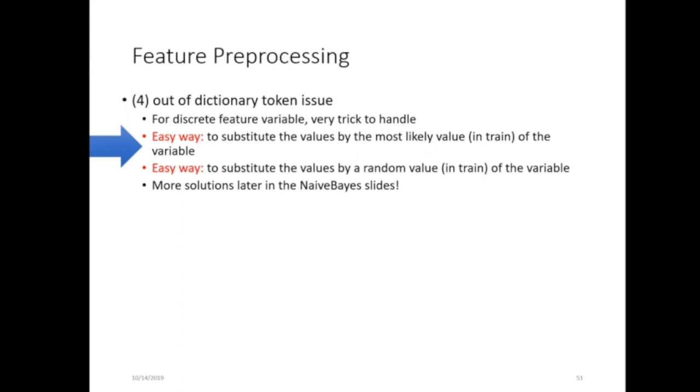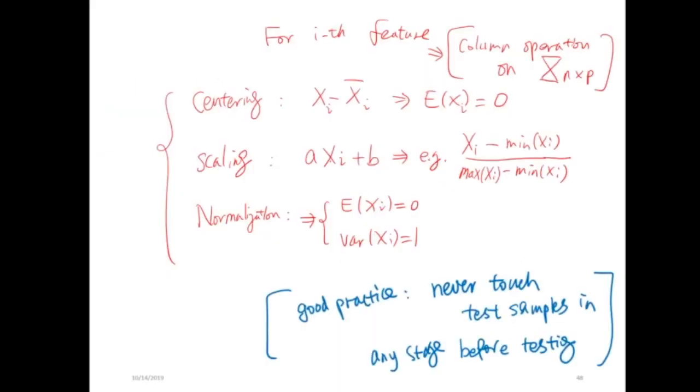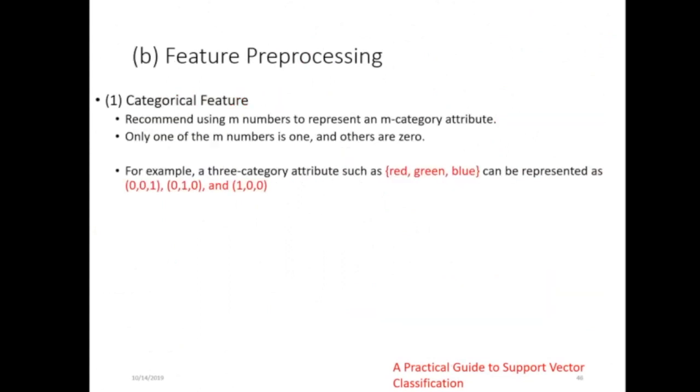And this is very classic for natural language processing because there they have a lot of rare words or new words. There's just no way your dictionary covers all the possible words. So in the end, be careful when you're doing the feature processing of your SVM homework: out of vocabulary, missing values, centering and scaling data, and also categorical feature representation.